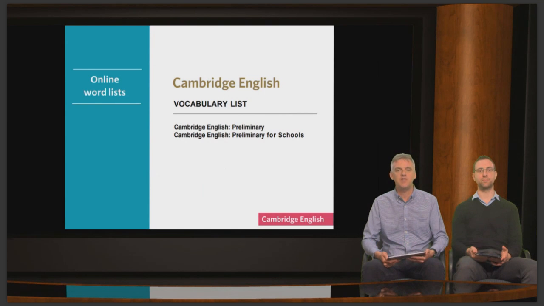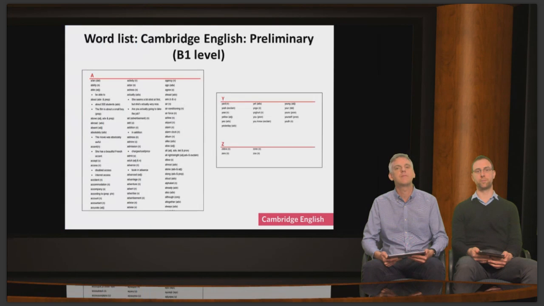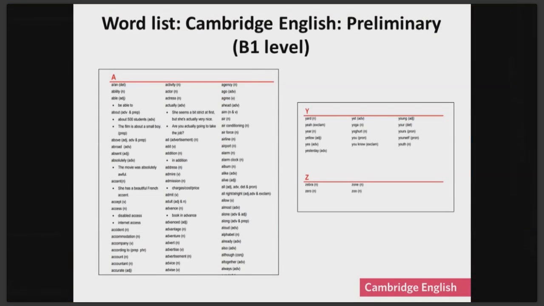Here is the word list for Cambridge English Preliminary and Cambridge English Preliminary for Schools. These are Cambridge English General English exams for adult and teenage learners at B1 level. We'll send you a link to this after the webinar. The list is organised both alphabetically and according to topic. So if we look first at the alphabetical list, we can see that there are about 200 words under A, while under Z there are just 4: zebra, zero, zone and zoo.